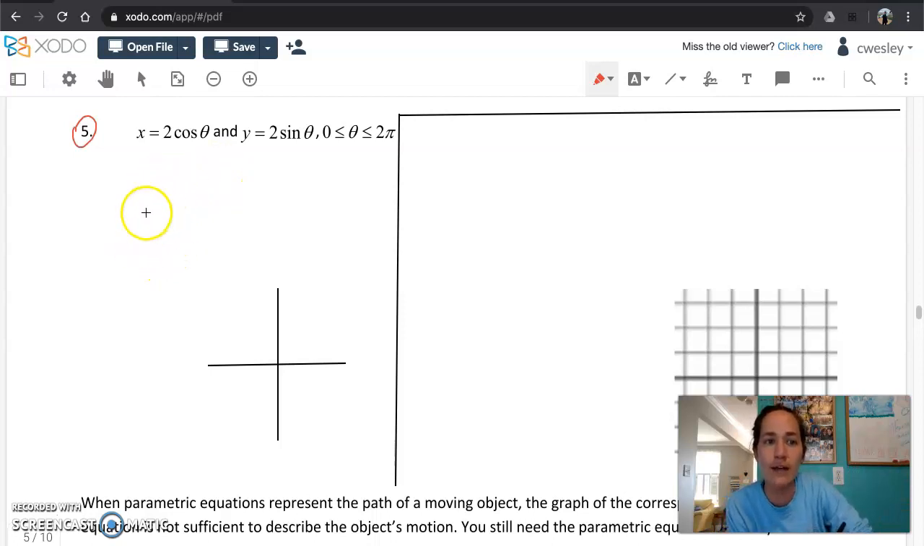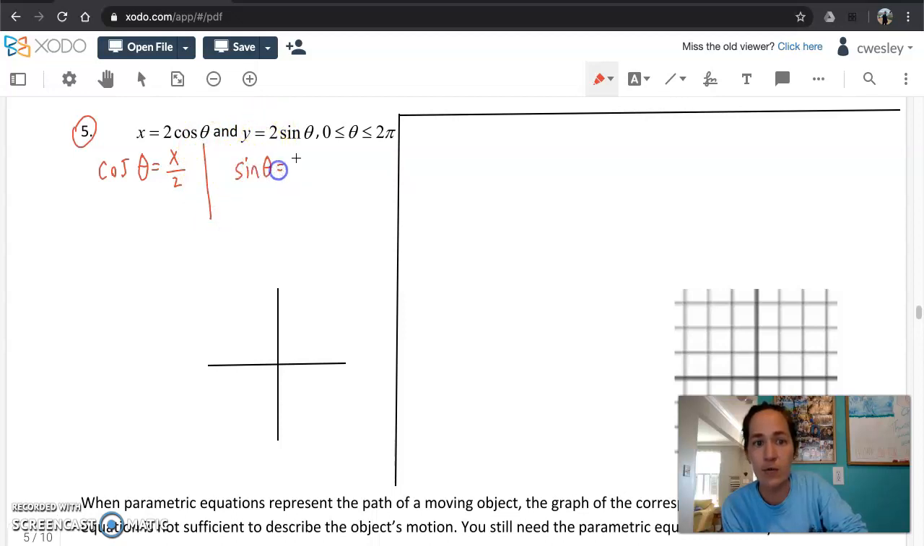You're trying to relate sine and cosine. So step 1, solve for the trig functions. This one doesn't look too bad. Cosine of theta equals x over 2. And notice the same coefficient here. Sine of theta equals y over 2. It doesn't matter which one you put first or second. Sine squared plus cosine squared still always equals 1. So square them both, add them up, set them equal to 1.